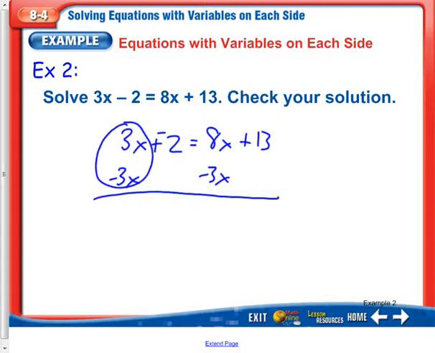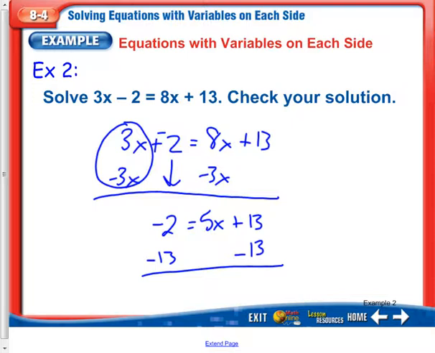So this is 0. I'm going to move my negative 2. Remember, I changed it to addition, so it is a negative 2 down. Now I'm going to change this to 5x, and then I'm adding 13. Now this just turned back into a two-step problem, so I'm going to get rid of my addition and subtraction first. So I need to subtract 13 on both sides. Then I can bring my 5x down and my equal sign. And if I owe $2 and I owe $13, that means I'm going to owe 15 altogether.